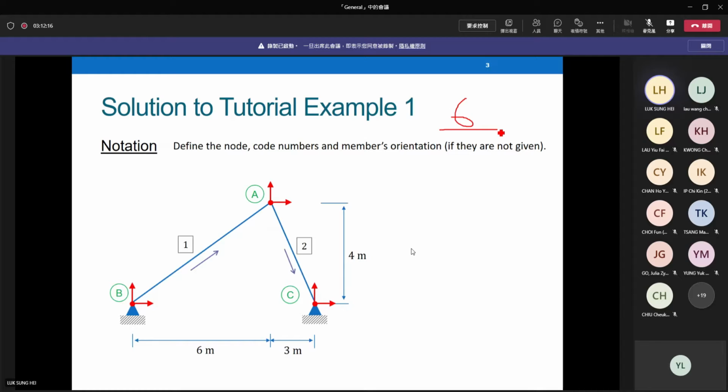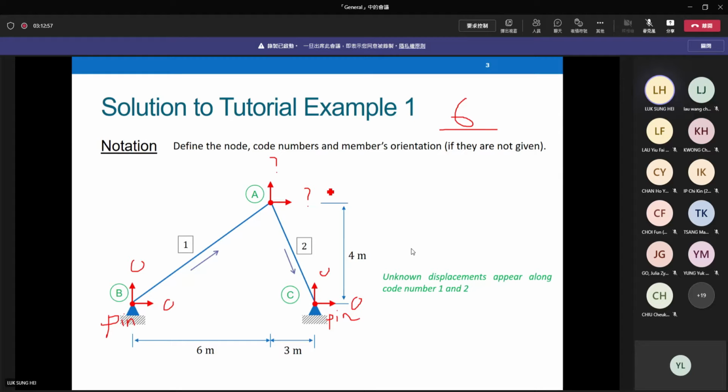We assign code numbers starting from positions with unknown displacement first. At B, we have no displacement, zero displacement is a known value. Right? On C, again 0, 0, known values. On A, unknown, question marks. So if you follow the textbook method, you assign code numbers starting from point A. We normally start from horizontal and then vertical, X and Y, right?